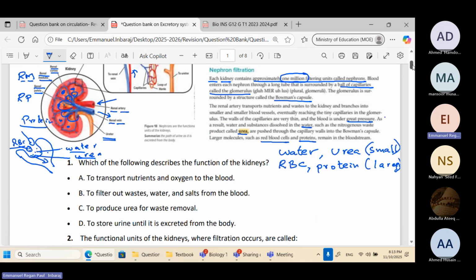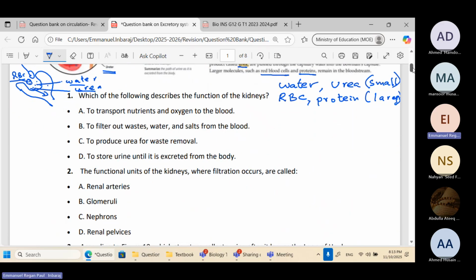Okay, let's look at the questions here. Tell me the answer for the first question. Which of the following describes the function of the kidney? Yes, B. To filter out waste, water, and salt from the blood. Okay, good. Next one.